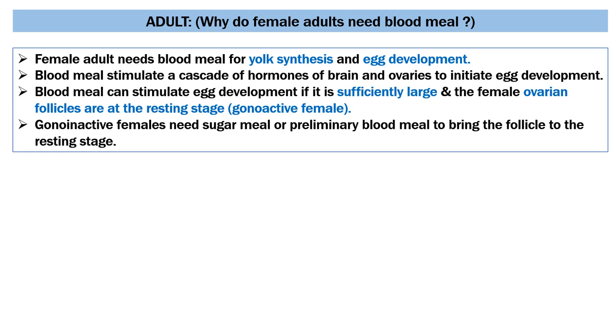Blood meal stimulates a cascade of hormones of brain and ovaries to initiate egg development. Blood meal can stimulate egg development if the amount is sufficiently large and the female ovarian follicles are at the resting stage. The female with its ovarian follicle at resting stage is called as gonoactive female. But for gonoinactive females, sugar meal or preliminary blood meal is required to bring the follicle to the resting stage.